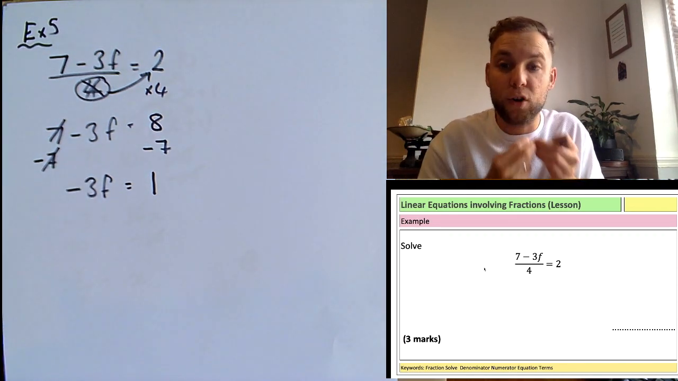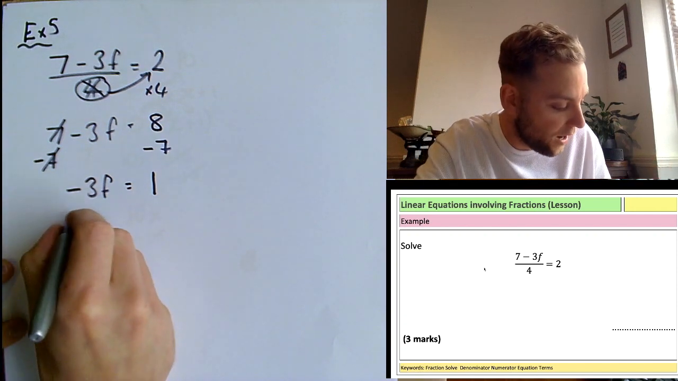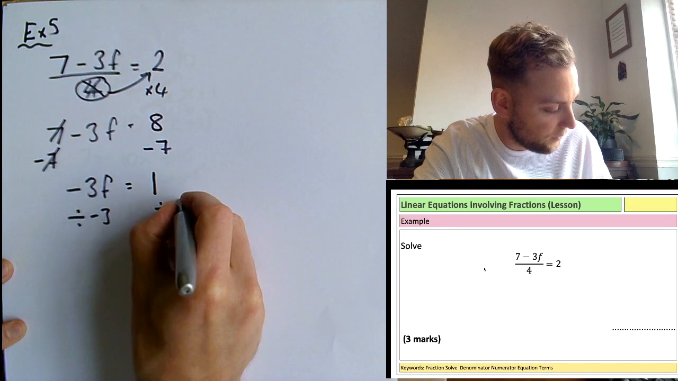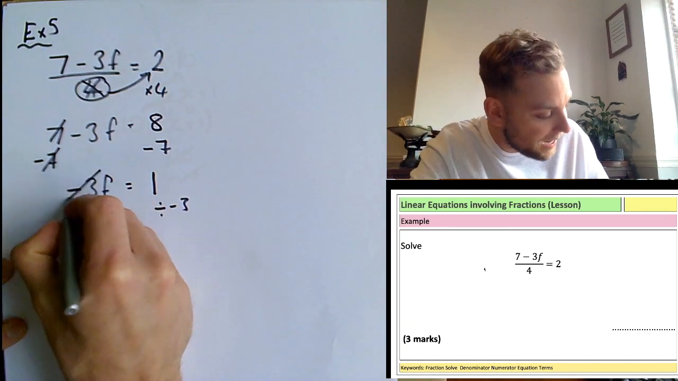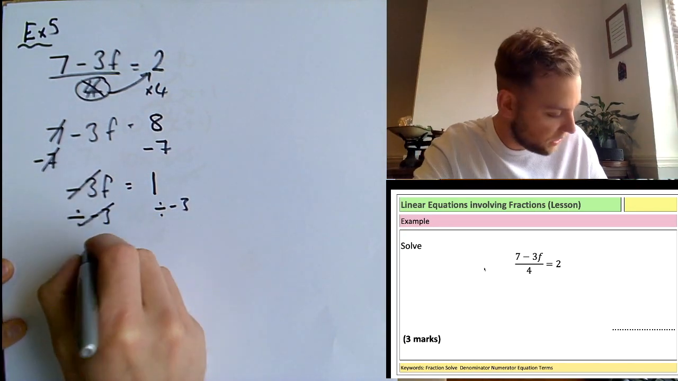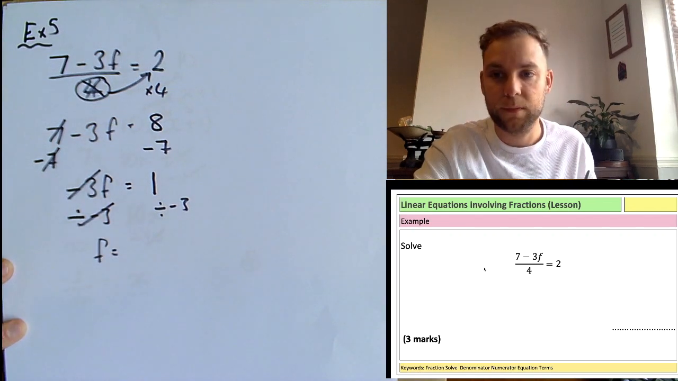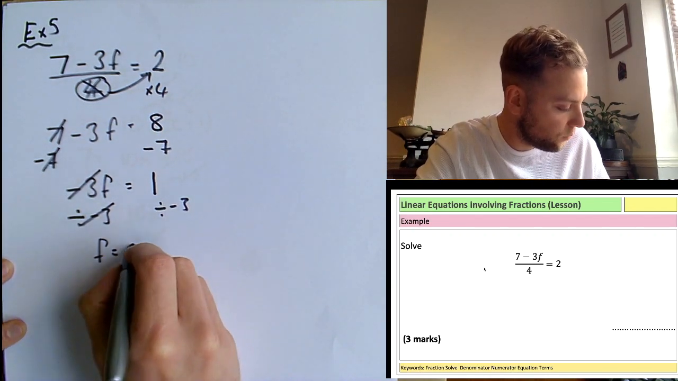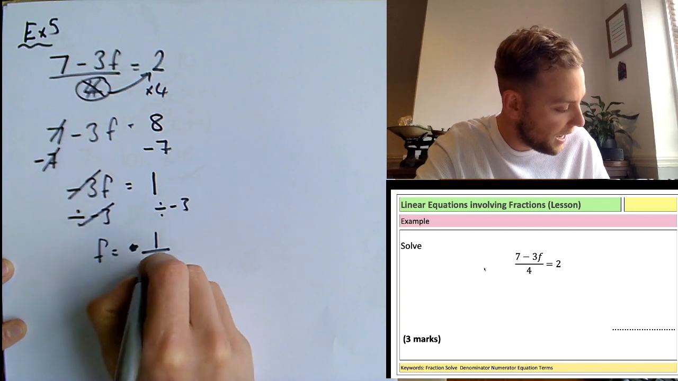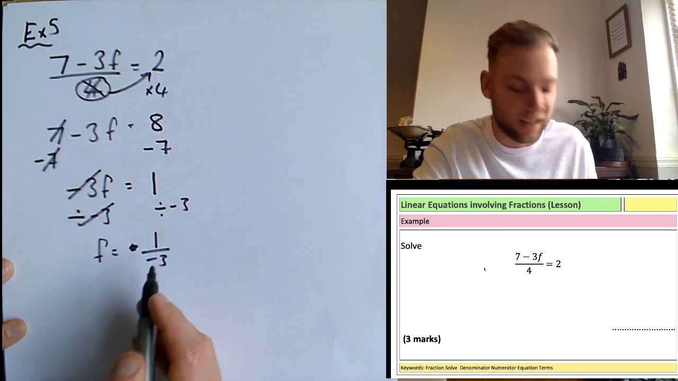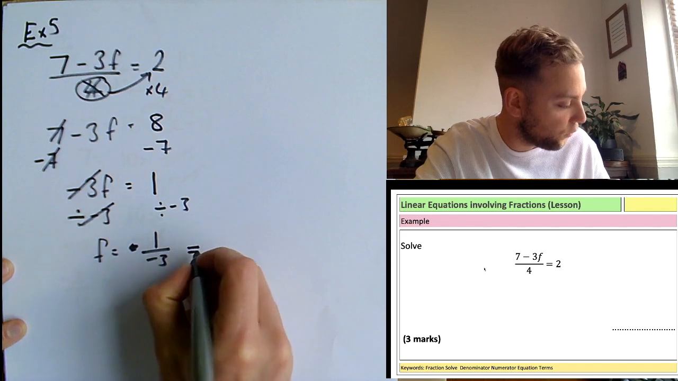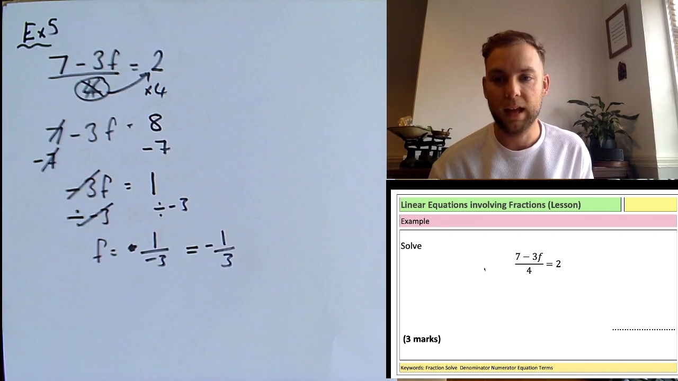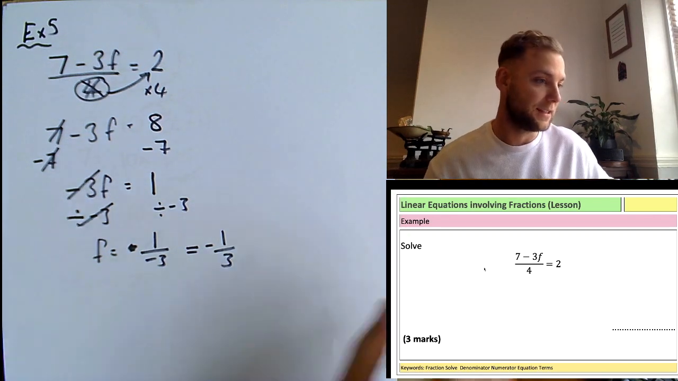So to get f on its own, I need to divide by negative 3. So I'm actually dividing by this to get rid of it, which leaves me just with f, okay? And then 1 divided by negative 3 is 1 over negative 3. But actually, you wouldn't leave it like this. You'd put the negative in front of it and go minus a third, like so. Okay? So f is equal to a negative third.